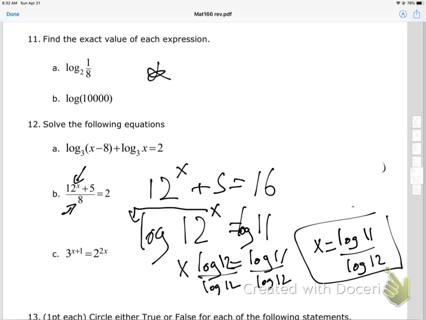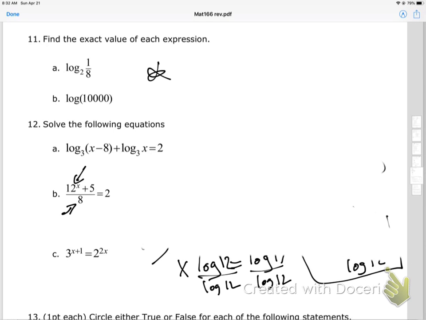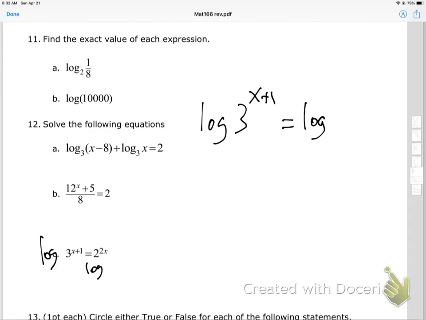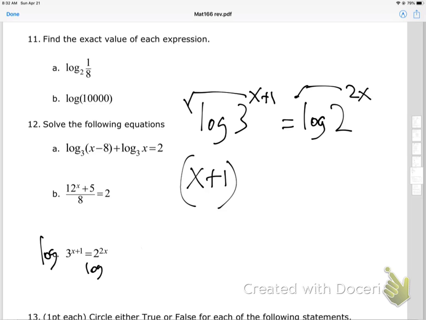Right, last one. Now, this is definitely log both sides, but it's a lot more work. Let's take a look at this one. If I log both sides, in other words, log of 3 to the x plus 1 equals log of 2 to the 2x. Remember, I can bring these to the front. So x plus 1 times log 3 equals 2x times log 2.